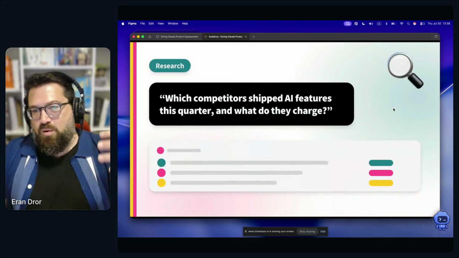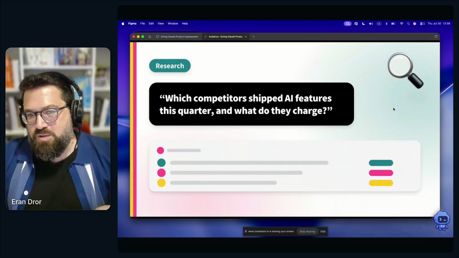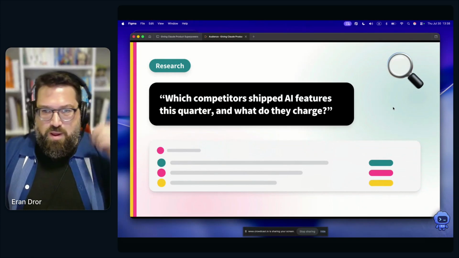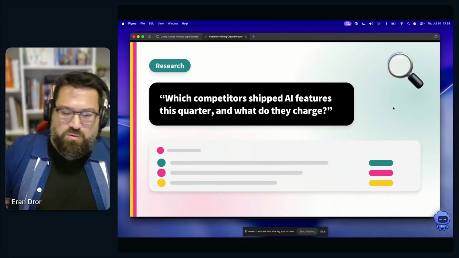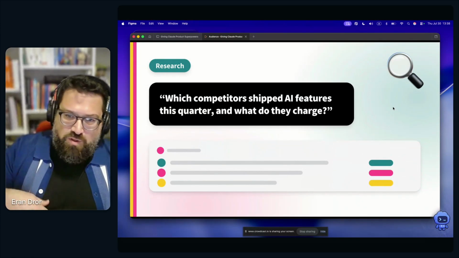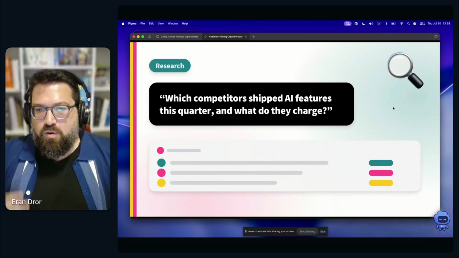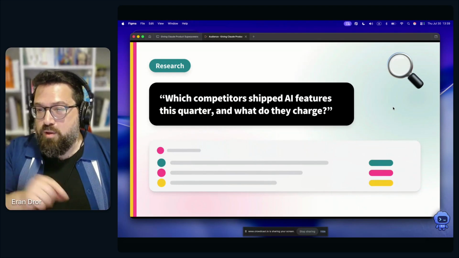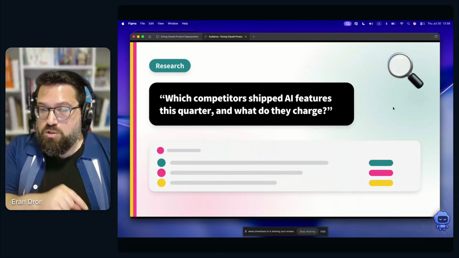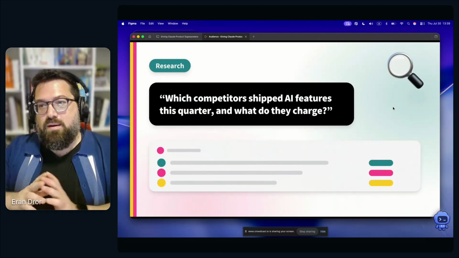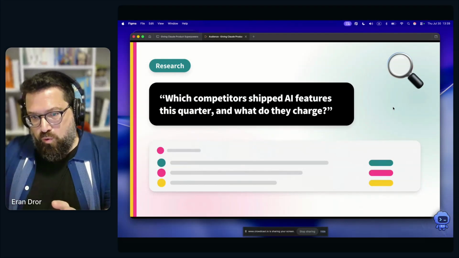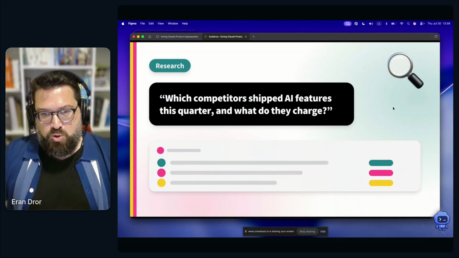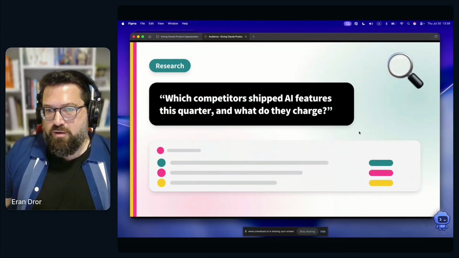And so this is like: which competitors shipped AI features this quarter? What do they charge for it? How do they charge for it? Do they have usage-based pricing? How do they price it? Those are all questions that Claude could do on its own, but it could take a long time. And if you want more reliable and more powerful research than it can do on the spot, then you can plug in these research tools to power it. So very, very interesting stuff.